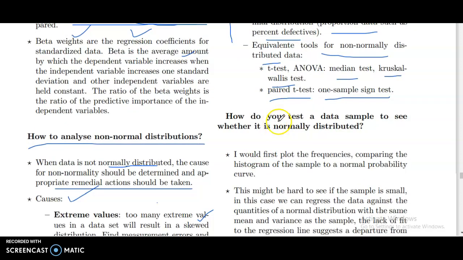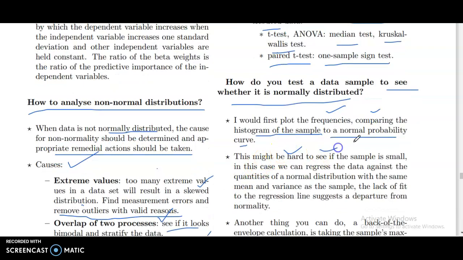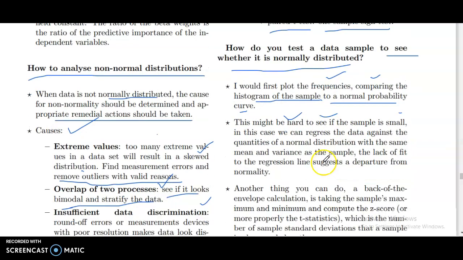How do you test a data sample to see whether it is normally distributed? I would first plot the frequencies, comparing the histogram of the sample to a normal probability curve. This might be hard to see if the sample is small. In that case, we can regress the data against the quantiles of a normal distribution with the same mean and variance as the sample. The lack of fit to the regression line suggests a departure from normality.